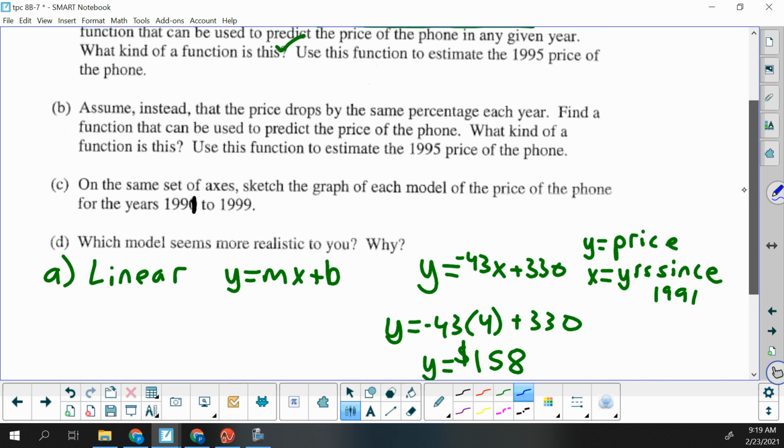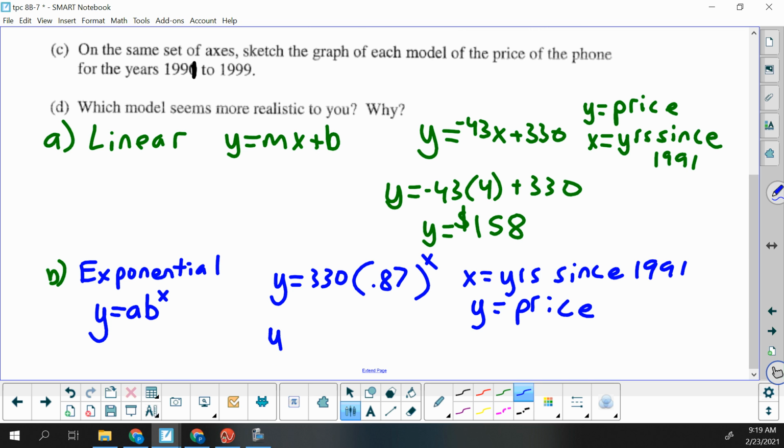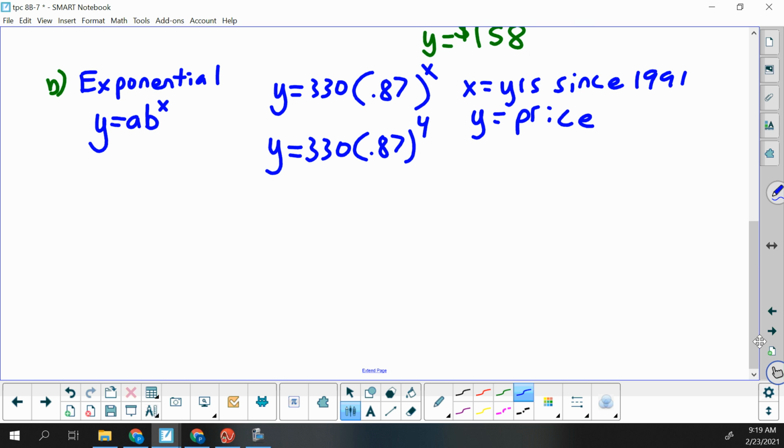Let's see if we've answered all our questions. We found a function. We've said what type of function it was, and now we again want to find in 1995. So that was 4 years after 1991. So we're going to have 330 times 0.87 to the fourth. Now we're dealing with money, so we would round to the nearest cent. So take a minute, sub that in your calculator, write down what you get to the nearest cent, and make sure to put your label on it as well.